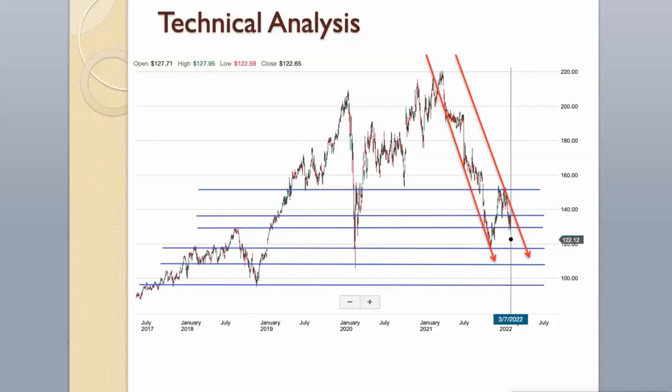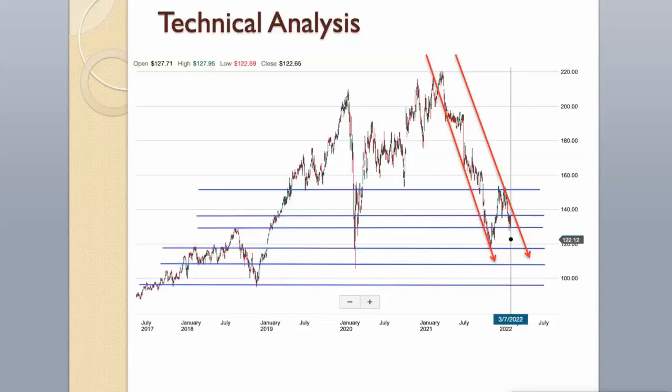Support levels are around $118 and $108. The next support level is around $96. Resistance levels are around $127 and $137. The next resistance level is around $151.